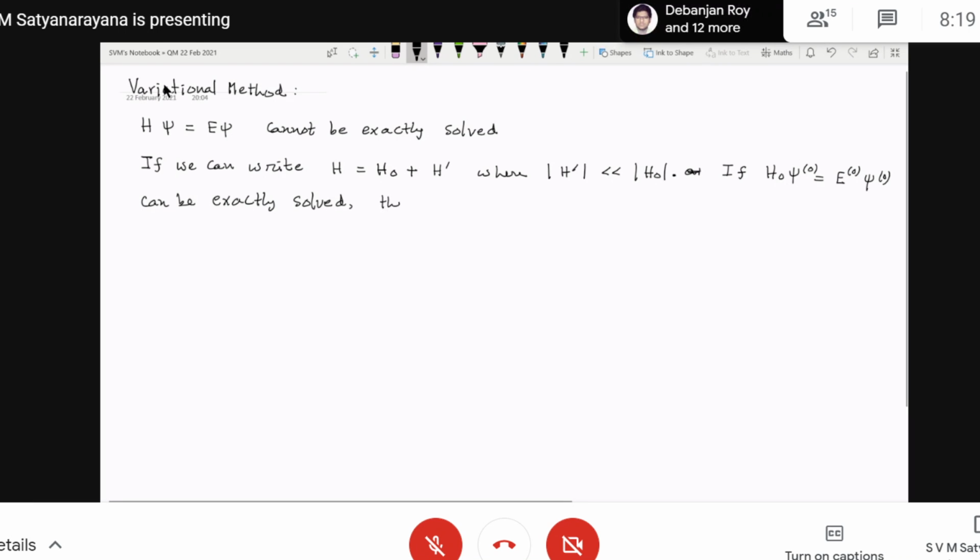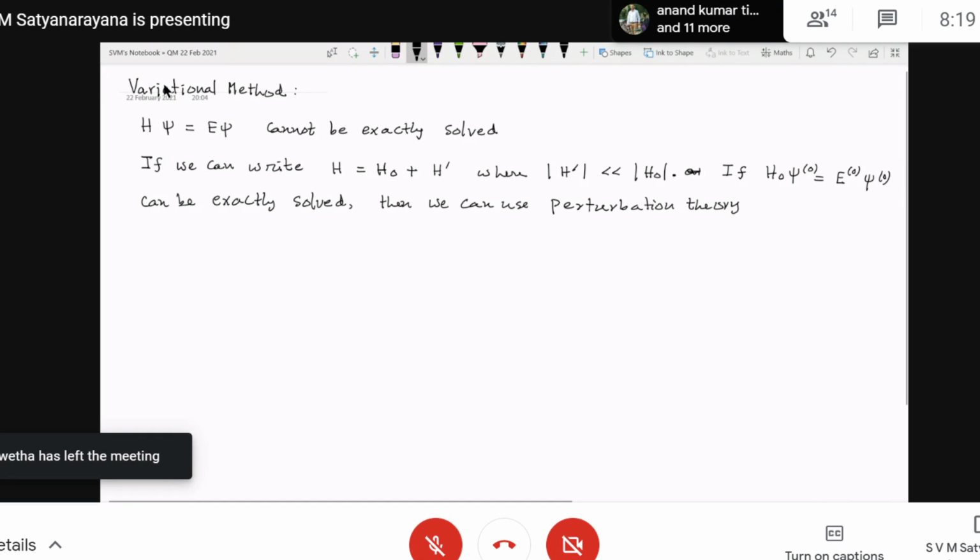Then we can use what is called perturbation theory. In this case, I'm assuming that this Hamiltonian is independent of time, so it's a time-independent perturbation theory.